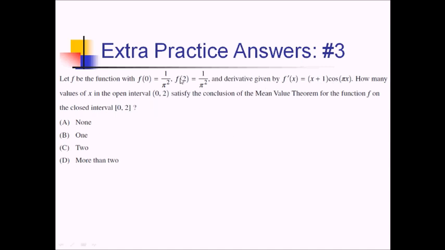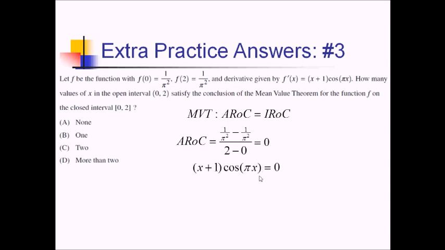We've got f of 2 minus f of 0 over 2 minus 0. So if we're looking for where the AROC equals IROC, our AROC then, we've essentially got 1 over pi squared minus 1 over pi squared over 2 minus 0. That's just 0 over something that's not 0. So that's just 0 for the average rate of change. Now we need to figure out where f prime equals that. So let's go ahead now and solve for x in this situation.